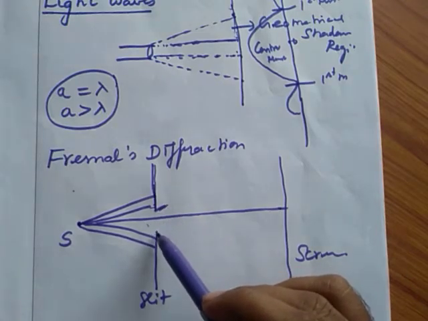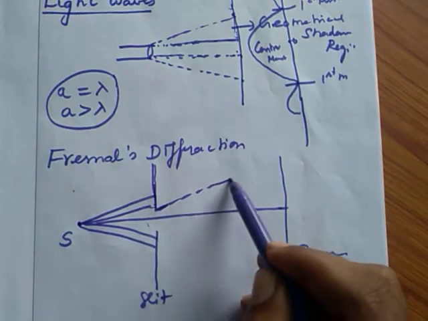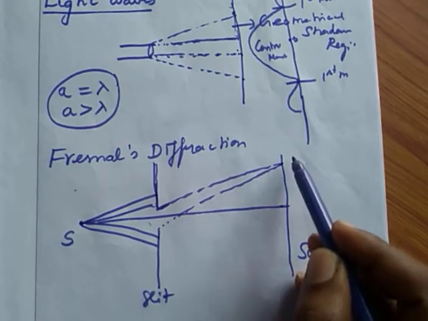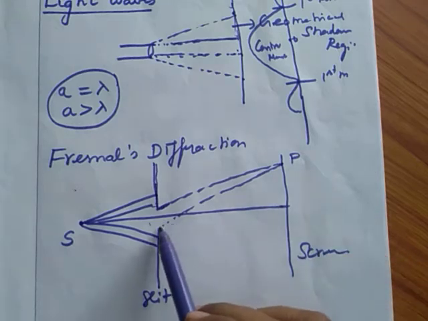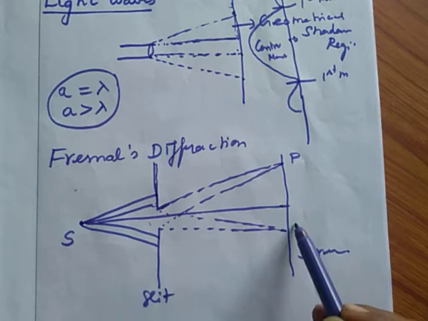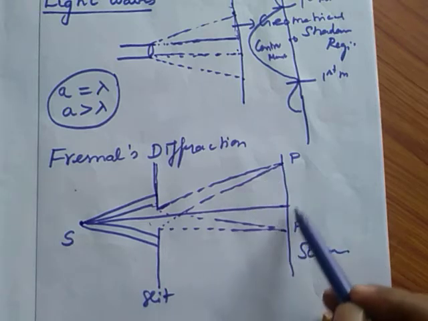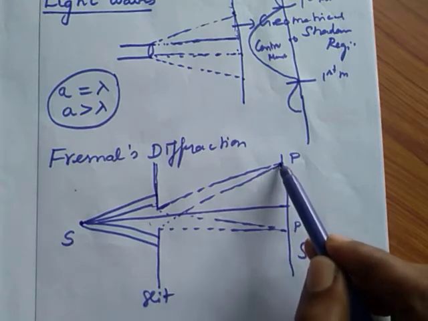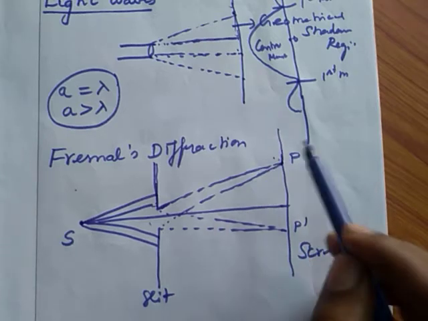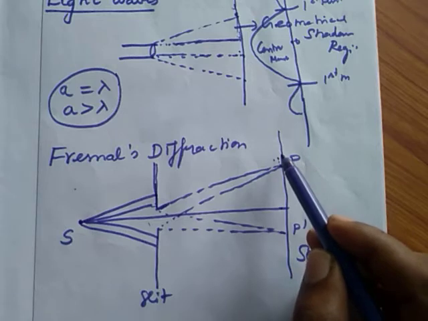From that we observe that there will be two light waves from the slit. They overlap at a point P. Here also they overlap at a point P dash. This region will be bright, followed by dark fringes. That means dark region, that is minima.